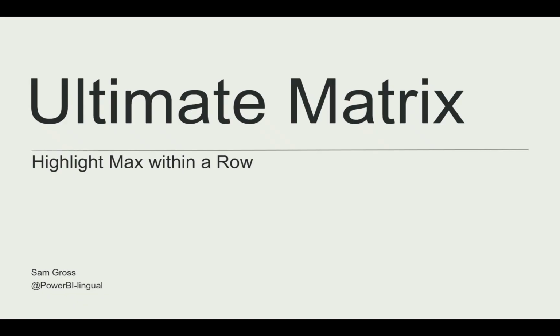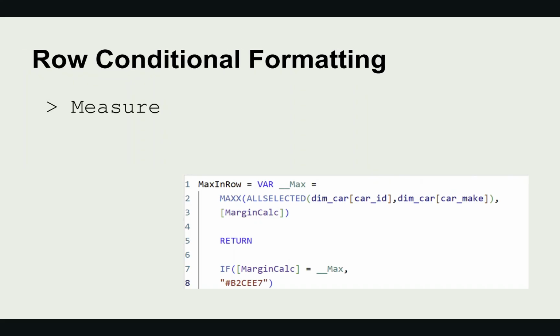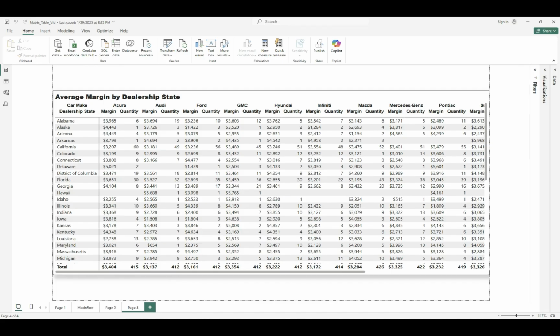Hey guys, in this video, I'm going to show you how to highlight the maximum value of a row within a matrix. This video is part of a series where I show you how to build the ultimate matrix, starting with row conditional formatting. For this you're going to need two measures, and I will include the ones I used in the description below.